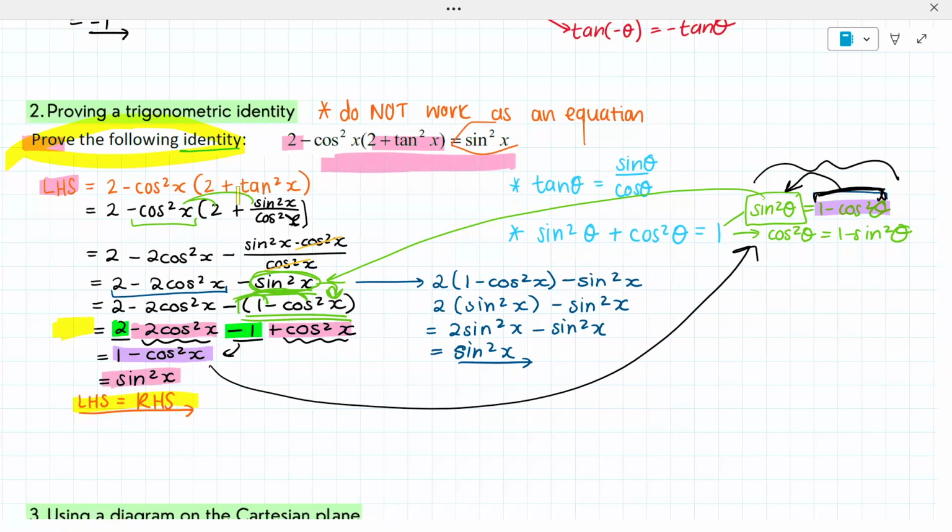If you start looking at past papers, you'll see that they'll say left-hand side, and then they'll manipulate the left, or right-hand side, and they'll manipulate the right. You never work with it as an equation because you're trying to prove it is actually an equation. Okay.